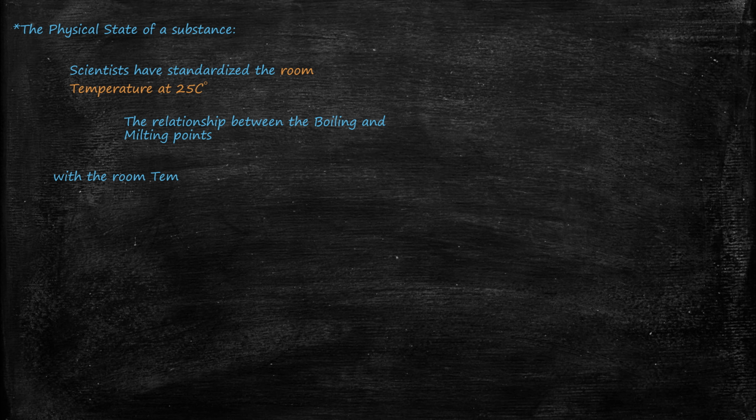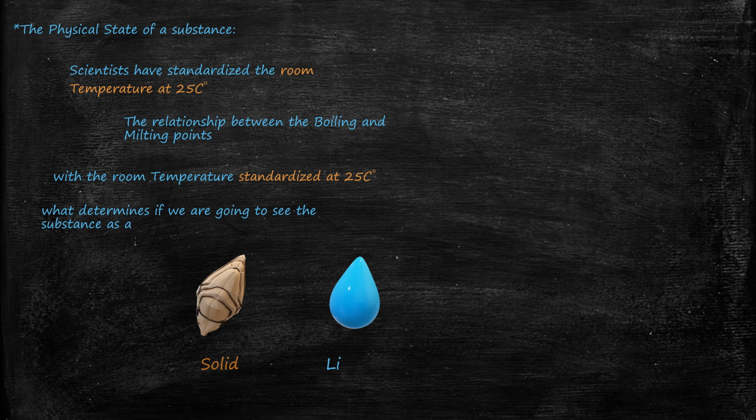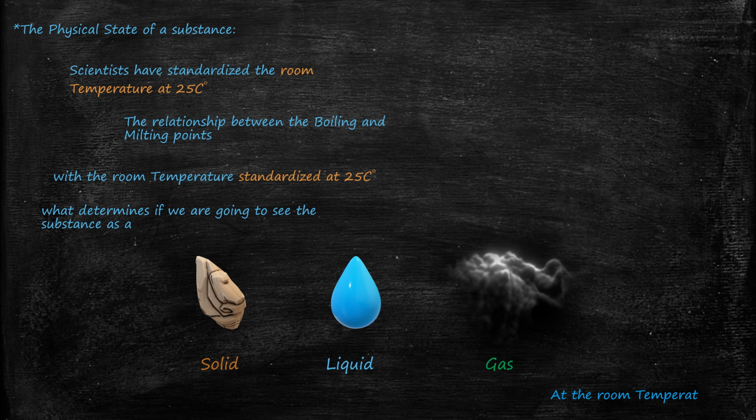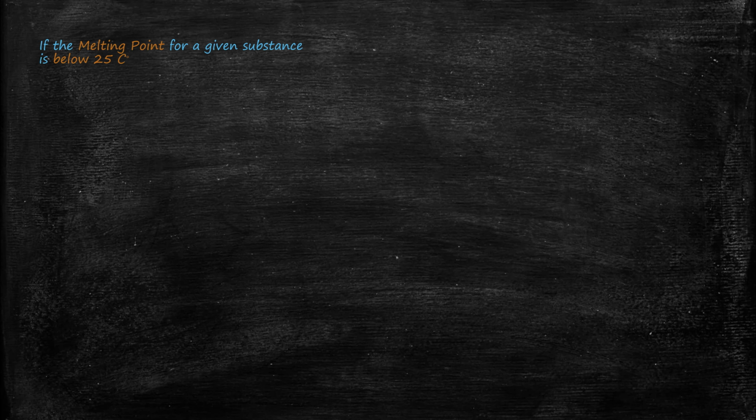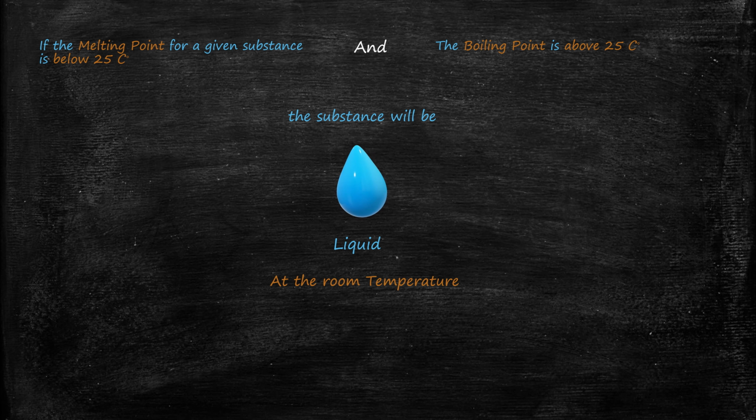The scientists have standardized the room temperature at 25 Celsius and found out that the relationship between boiling and melting points of a given substance with the room temperature standardized at 25 is what determines if we are going to see the substance as a solid, liquid, or a gas at the room temperature. For instance, if the melting point for a given substance is below 25 Celsius and the boiling point is above 25 Celsius, the substance will be liquid at the room temperature.